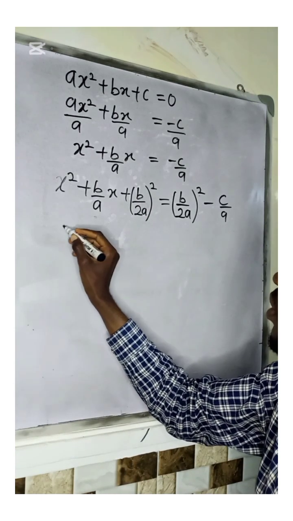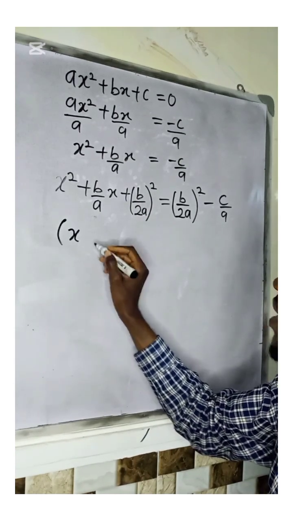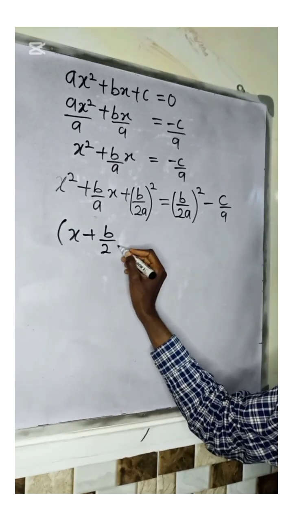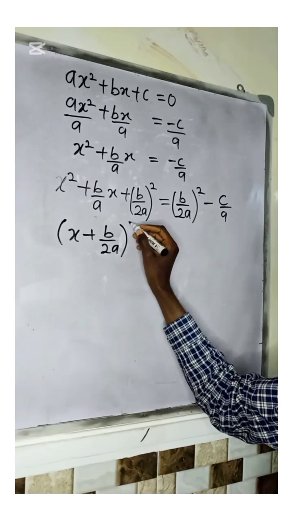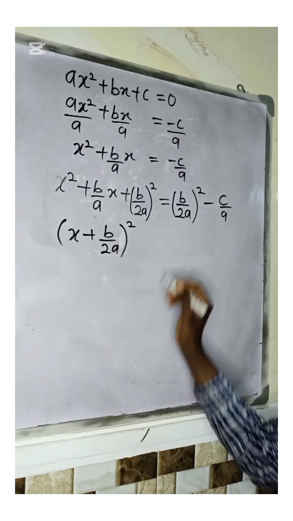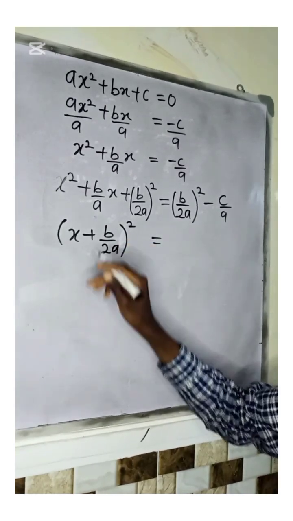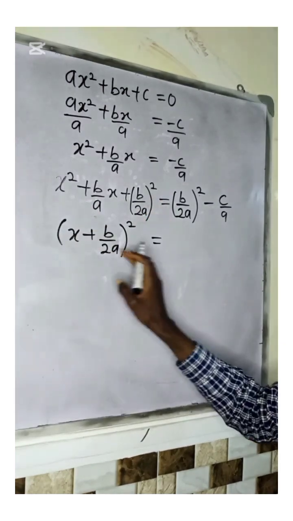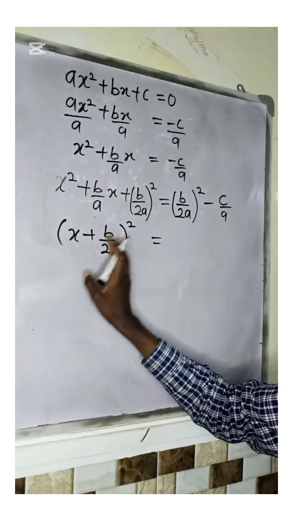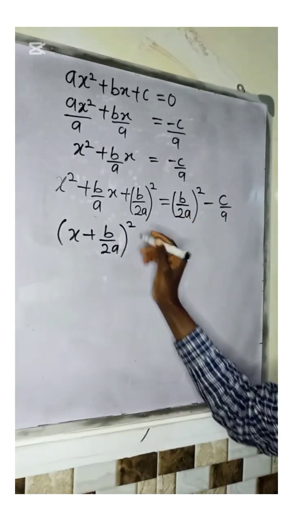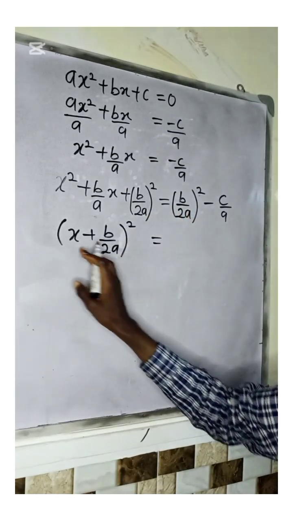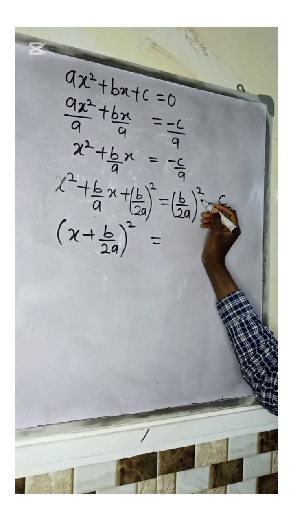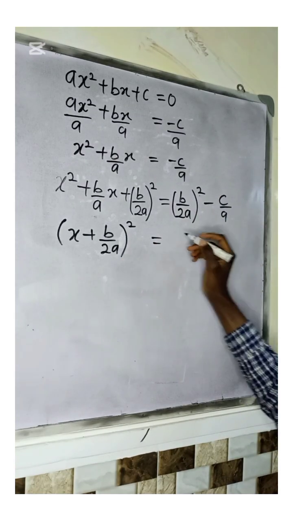Now this can be written as x plus b over 2a all squared equal to, how do you do this? You simply look at the terms carrying the square, x and b over 2a, bring them together, x plus b over 2a, and put them in a square. So x plus b over 2a all squared. This side of the equation we are going to solve.